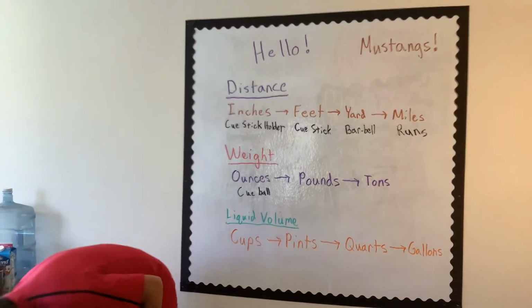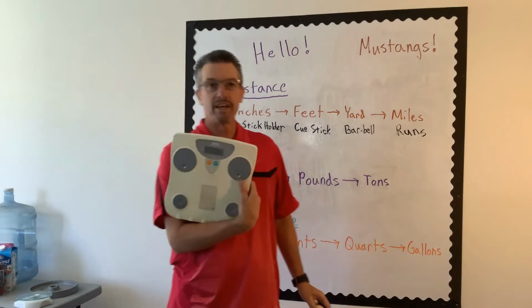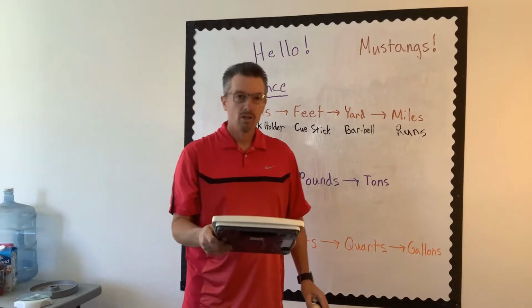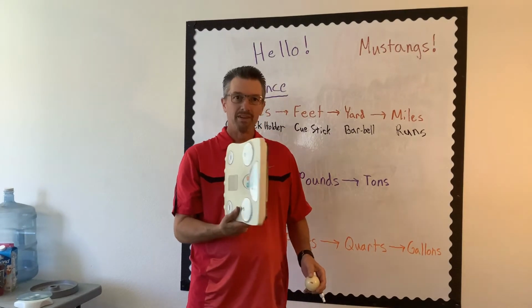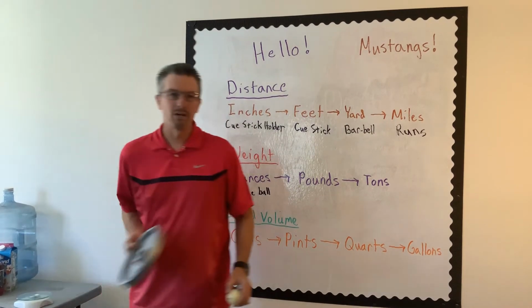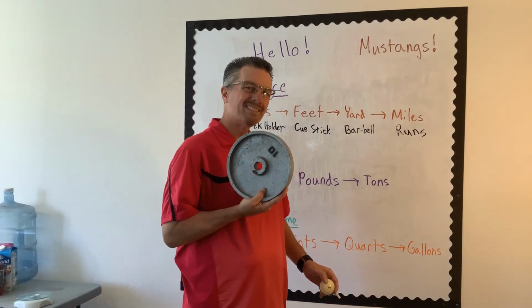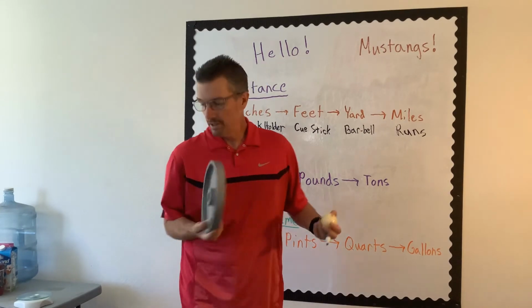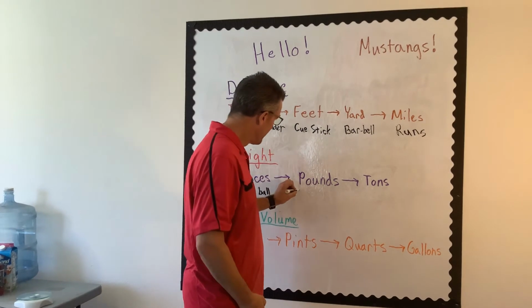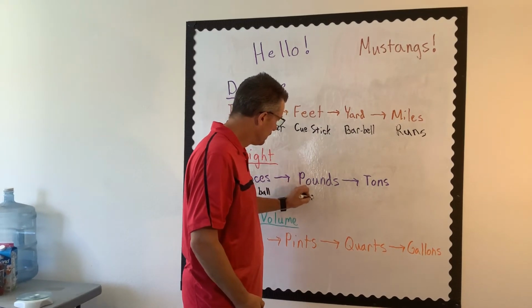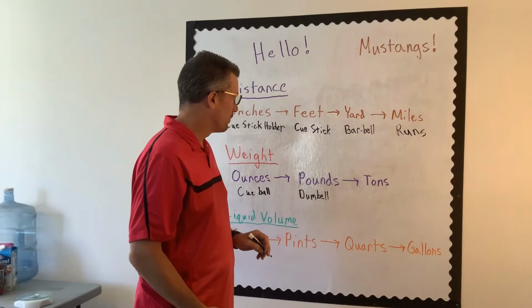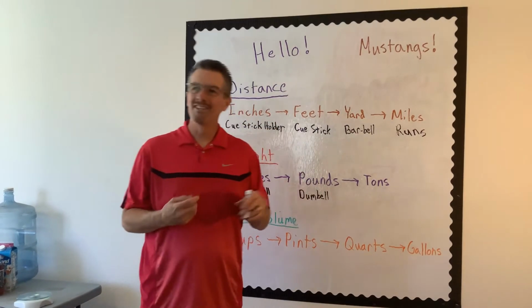Now what would I measure in pounds? And with pounds, I have a much bigger scale, right? So this scale I use to weigh myself. So I could weigh myself in pounds, or I also have a dumbbell here. This dumbbell is 10 pounds. So I could say, what would I weigh in pounds? I'm going to write down that I would weigh my dumbbell in pounds.